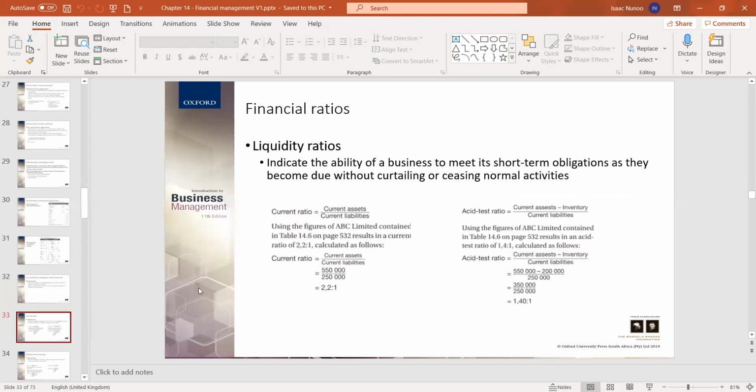So we can first of all talk about the liquidity ratio. The liquidity ratio provides an indication of the ability of a business to meet its short-term obligations as they become due without curtailing or ceasing its normal activities. For example, providers of loan capital are interested in liquidity ratios because they give an indication of the degree to which a business can meet its debt obligations fully and punctually. That is a good thing for a business.